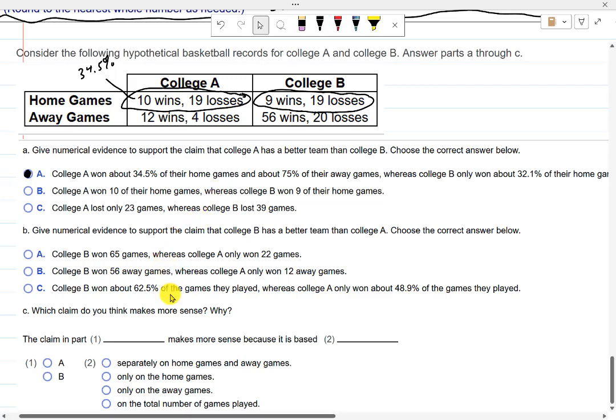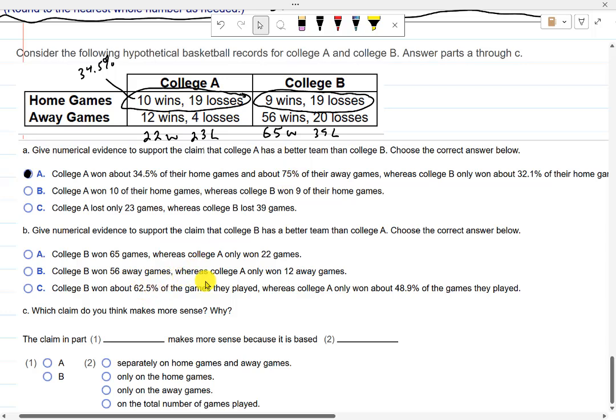Now, consider yourself a fan of College B, and you want to prove that their percentages are better than the other one. What you could do in their case is take the total of 65 wins and 39 losses versus this other team, which is 22 wins and 23 losses. Now you can see this team wins more than 50% of their games, and this team wins less than 50% of their games. But they played a different number of games total, so I don't want to go by games. Here there's 100 games, and there's only 45 here. So once again, I think the best idea is to go to the percentages.